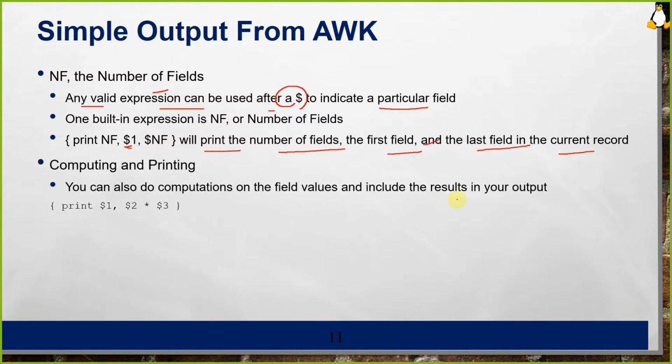Computing and printing. You can also do some computations on the field values and include the results in your output. This is what makes it much more powerful. Print $1 and $2 multiplied by $3, meaning the first column will be printed and the product of the second and third columns will be printed.